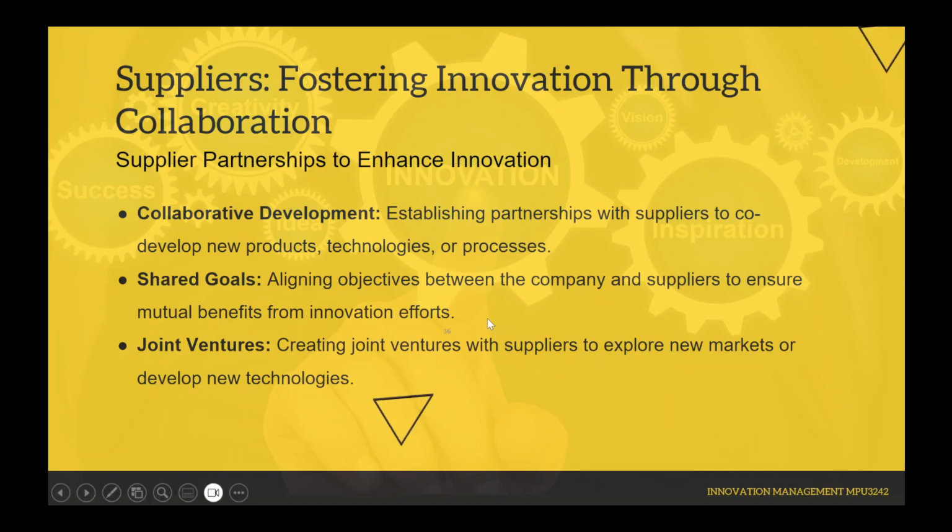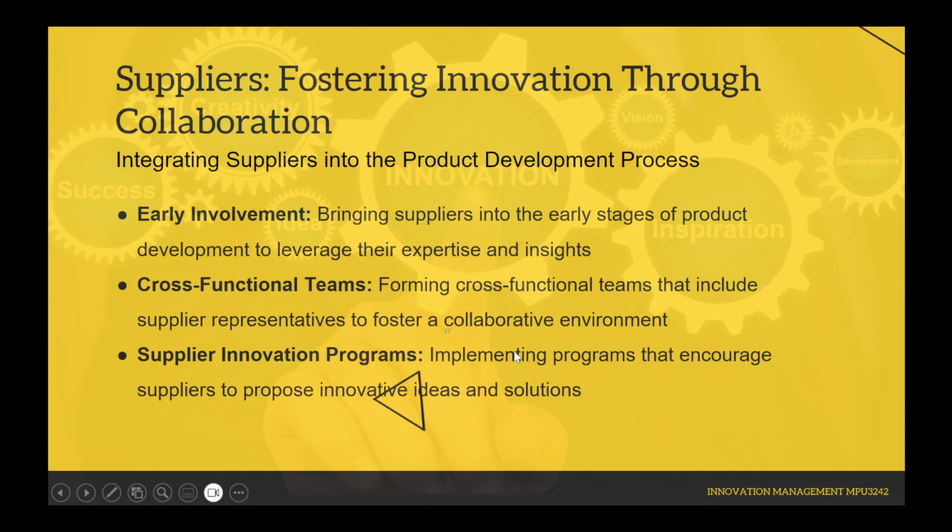Okay, for them to get market information from the supplier. We can also JV, creating ventures with suppliers to explore new markets for the new technologies. And then we can also integrate suppliers into the product development process.